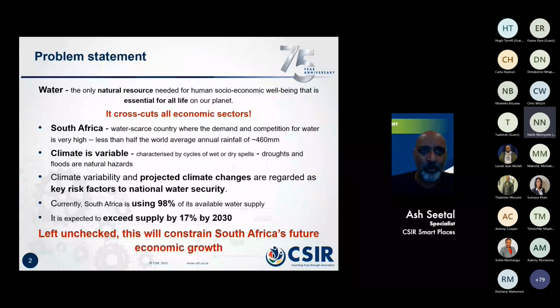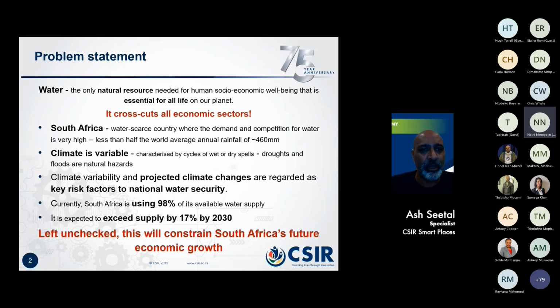Importantly, as you've heard from my colleagues already, water cross-cuts all of the economic sectors, some more than others. If one looks at South Africa, we're a water-scarce country, one of the 30 driest in the world, where the demand and competition for water is quite often very high. We receive less than half the world average annual rainfall, at about 460 millimeters per annum. Coupled with this, we have some peculiarities in terms of our climatic regime in the country.